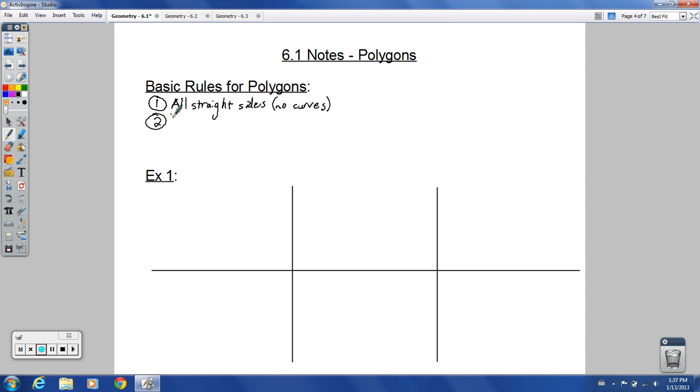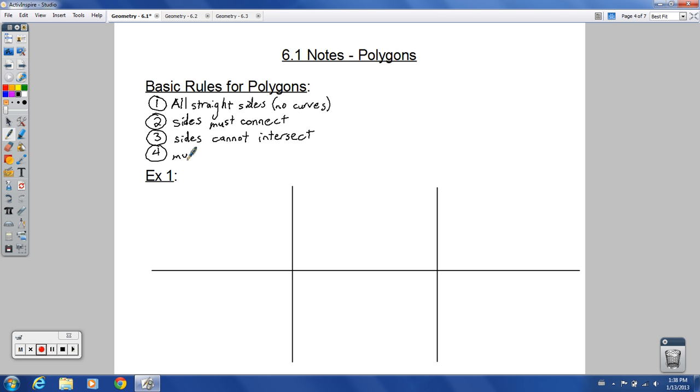Second thing that's got to be true if you're going to have a polygon, the sides must connect. The sides are just segments, but the sides must connect. The third thing is that you cannot have intersecting sides, so the sides cannot intersect. You can't cross over each other. And then a fourth thing is that you have to have at least 3 sides.